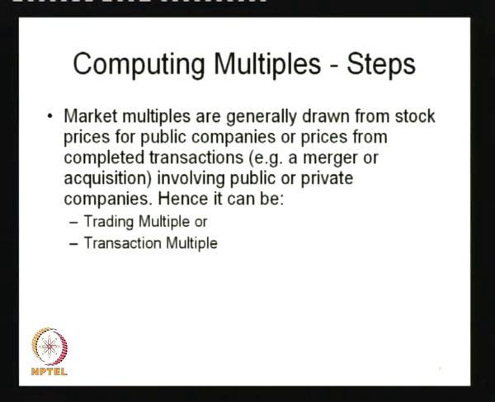The market multiples will generally be drawn from the stock prices of public companies or prices from completed transactions. So, if we are going to value a particular target company, we are going to have a set of comparable companies, and we are going to have the stock prices of those companies which are actually listed in the market. That means comparable companies should necessarily be listed, because that only gives a market price, and then we go for a price multiple, and then we apply that multiple to value the particular target company. So, there is no point in having a set of comparable companies which are not listed in the market.